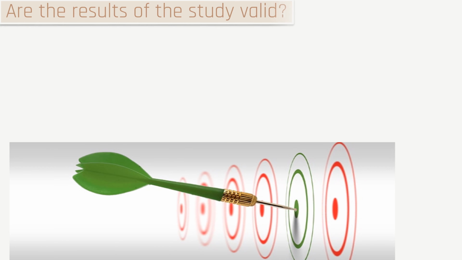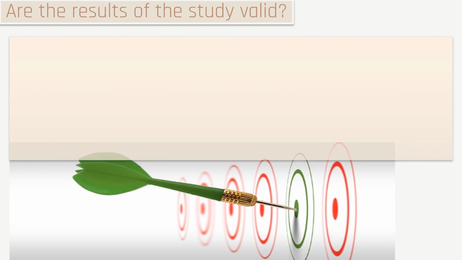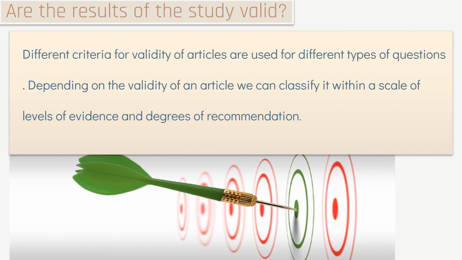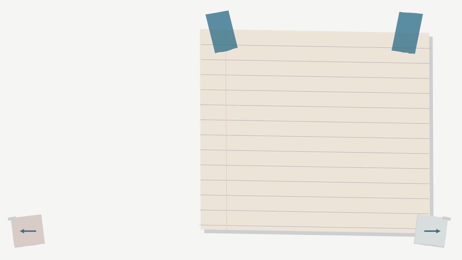In order to assess bias, we look at validity. The issue of validity speaks to the truthfulness of information. Validity criteria should be applied before analyzing study data. If the study is not valid, the data may not be useful. Different criteria for validity of an article are used for different types of questions. Depending on validity and the article, we can classify it to level of evidence and degree of recommendation.